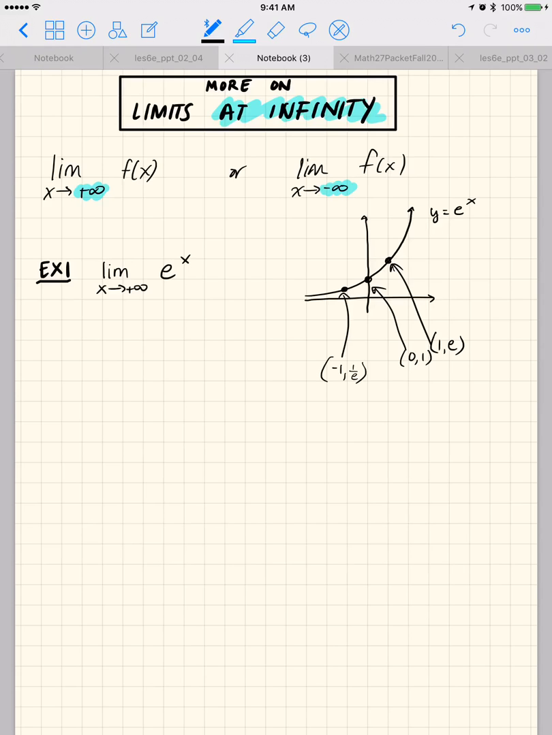Please make sure you are very familiar with your common graphs: y equals e to the x, y equals a to the x, power graphs, and your trig graphs, sine, cosine, tangent. You should know those. Also arctangent, we'll do an example with arctangent. So this is our graph for y equals e to the x, and we're actually going to use this to do several examples.